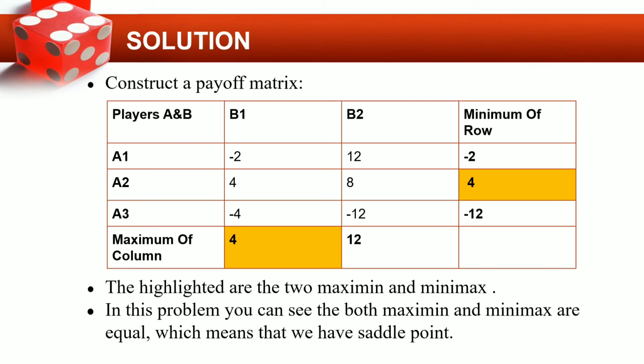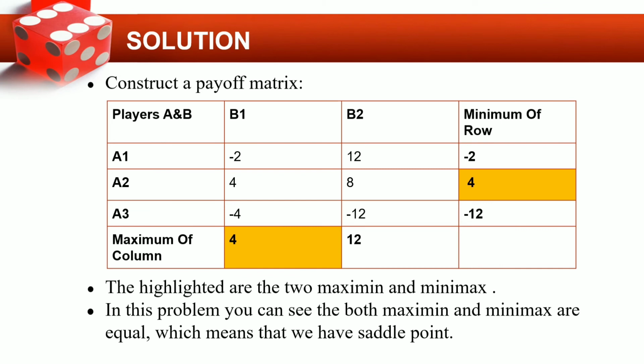So let's first find the maximin value. For this, we have to take the values from the minimum of rows. Now you can see that from this column we can get the maximum value. For that, we should take the maximum value from -2, 4 and -12. Between these numbers, we can see that 4 is the highest value. So now we can write it as the maximin.